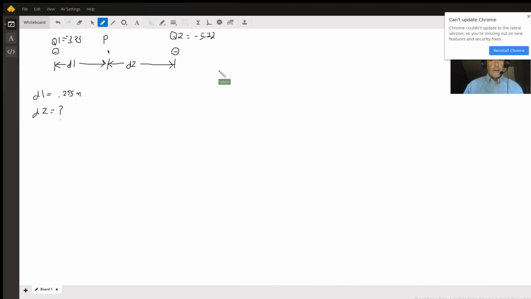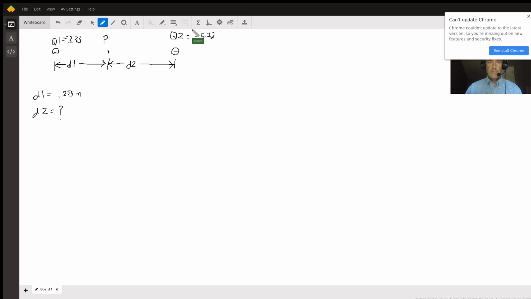In this problem, we find a pair of negative charges, Q1 and Q2. Q1 has a value of 3.33 nanocoulombs, Q2 5.22. Both charges are negative. We're told the distance from Q1 to some point P is 0.255 meters, and we're asked to find the distance D2 from the point P to Q2. We're told that the electric field at point P is equal to 0.